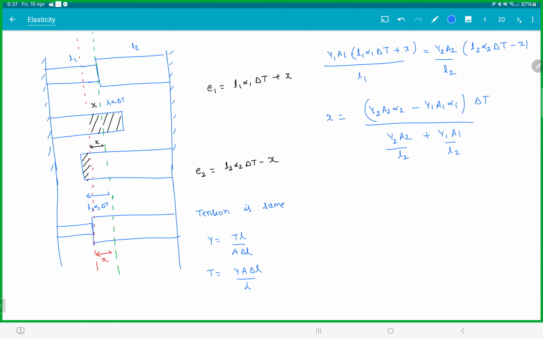This is your X. So how do you know which rod will dominate? It depends on the product of Y A and alpha. Whoever has a bigger product Y A alpha, that guy will dominate. Have a look at this. So the main catch in the question is figuring out this thing. Both the rods are compressed. The measurement is always taken from the natural length.